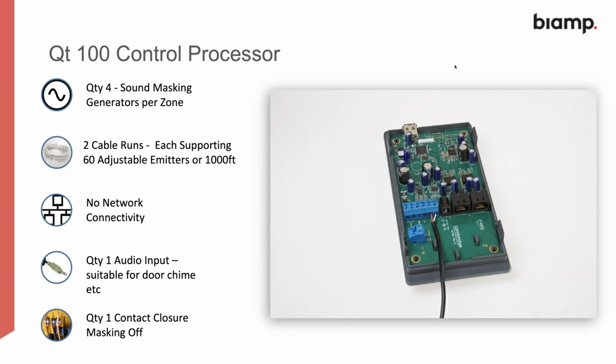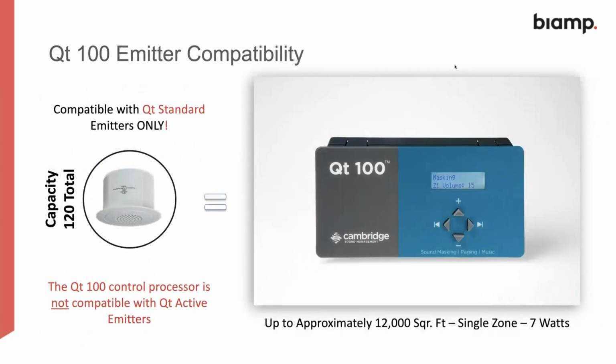So that's a dry contact closure in order to do that. Now, the QT 100, as I say, is single zone only, and it is only compatible with the standard passive emitters, 120 of them. You cannot use it with the QT active emitters. You have to use at least a QT 300 controller in order to do that. However, this will take you up to about 12,000 square feet on a single zone. So it's actually a very versatile unit if it's just a single zone that you require.